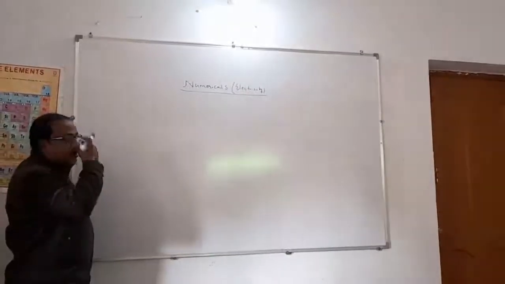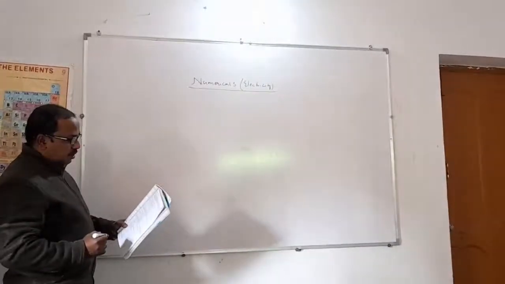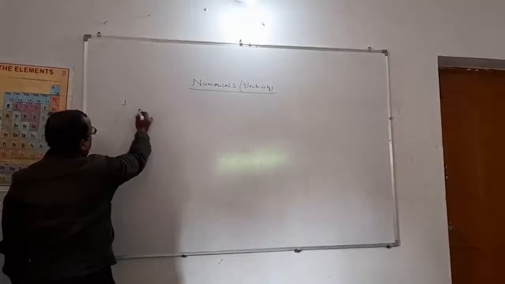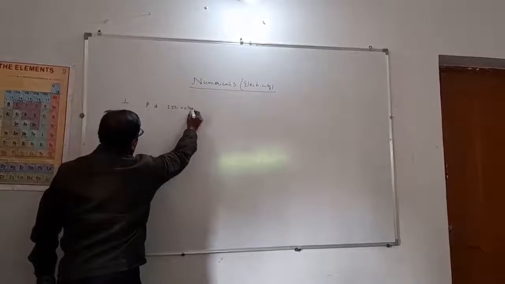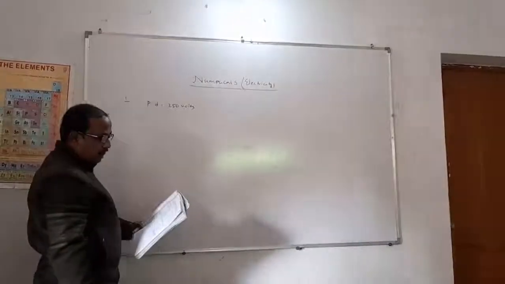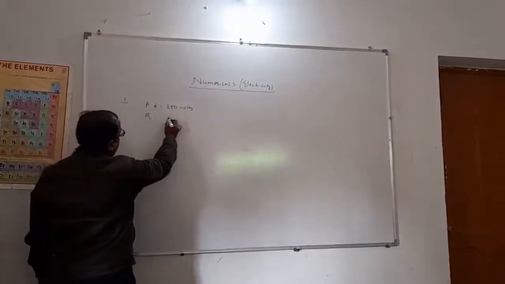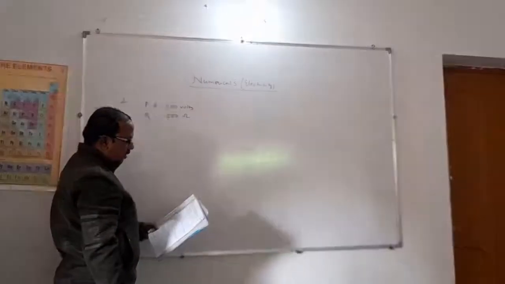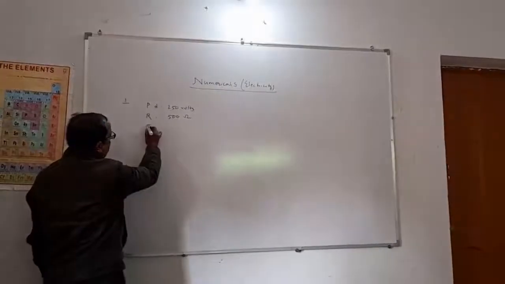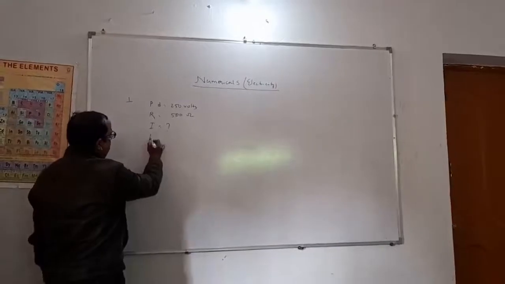Today we will solve some numerical problems of electricity. Let us say a question. A potential difference of 250 volts is applied across a resistance R of 500 ohm in an electric iron. You have to calculate the current and the heat energy produced in 10 seconds.